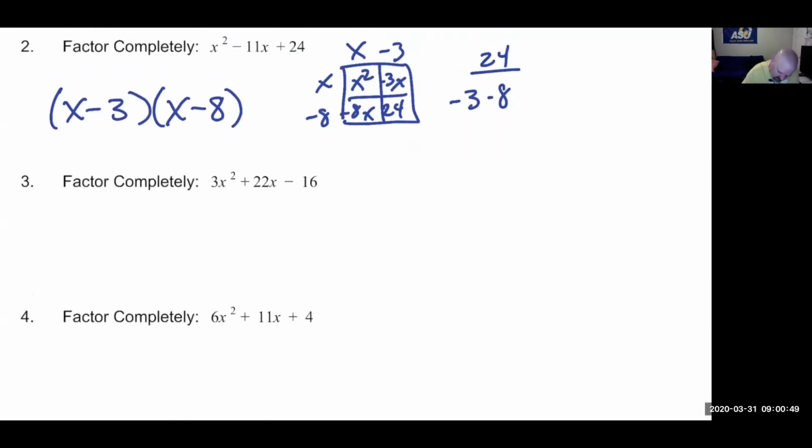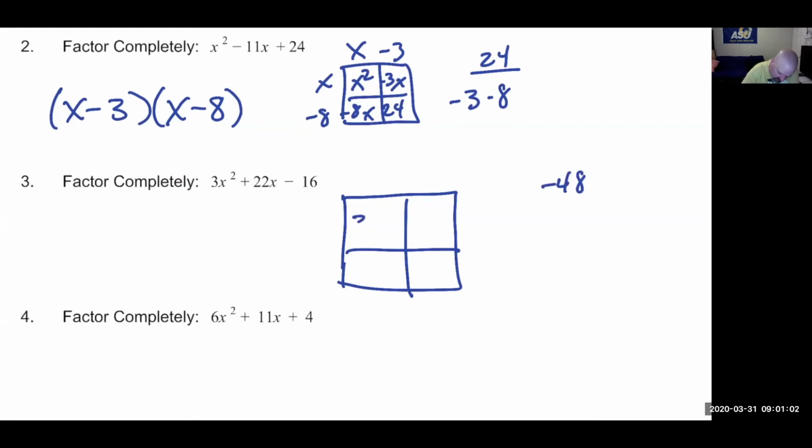For the next one, again, I make my box a little bit bigger because my numbers are getting bigger now. I've got 3x squared, 22x, and -16. So 3 and 16 gives me 48, actually -48. Oh yeah, 3x squared, -16, x. Okay, so -48, I need the factors of -48 that add up to 22. There's a lot of factors for 48, go through your list.